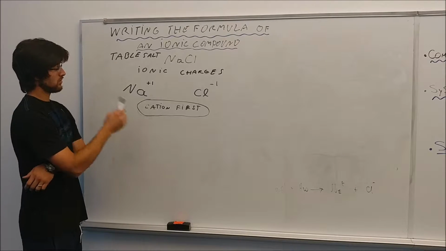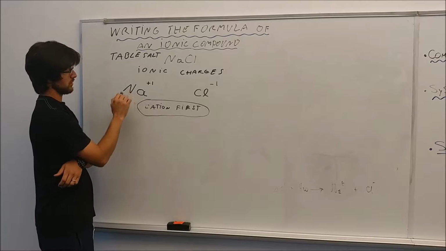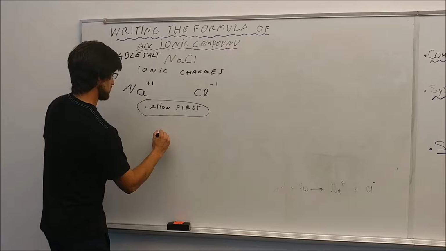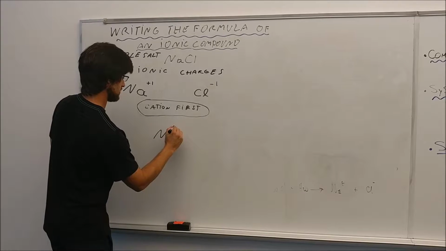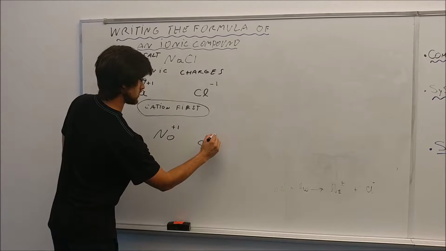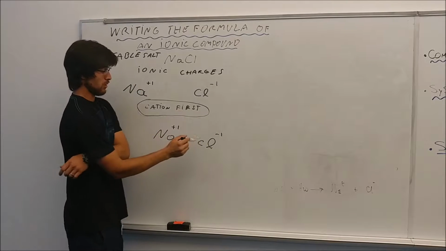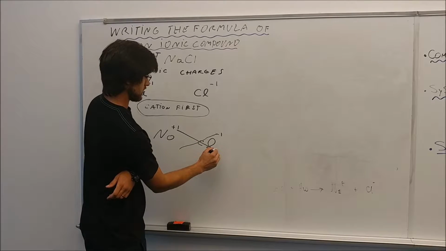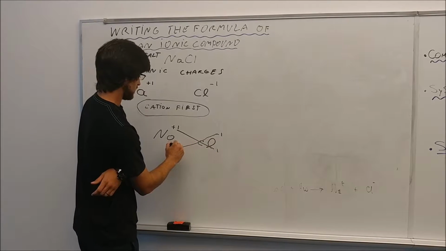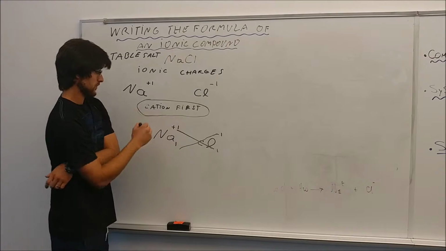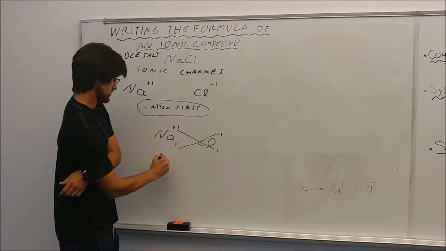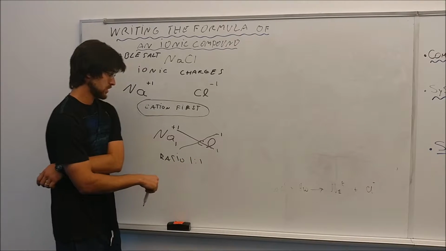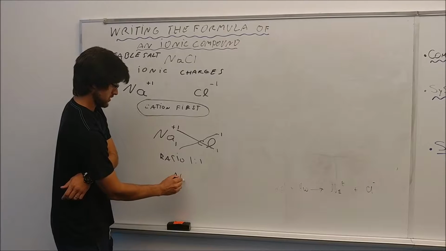When we write it down, first we put the cation, which is the positive charge, sodium. The simplest method, I believe, is the crisscross method, where we cross the charges to the subscripts of the other element. So you have one for Cl and one for Na. That gives us a ratio of 1 to 1, and that's how we determine that the formula will be NaCl.